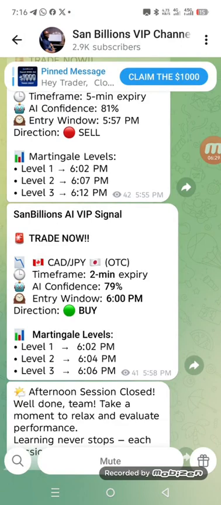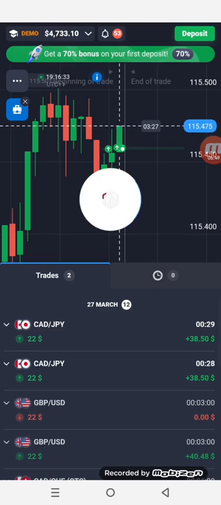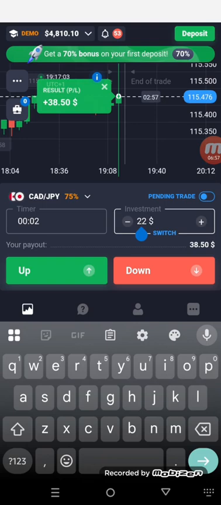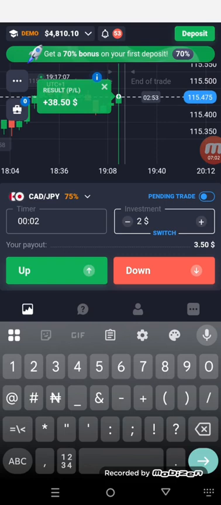At 6:02, you enter the trade. Remember, you entered the trade at 6 o'clock. So at 6:02, as that one is ending, you click buy again and enter the trade again. But this time you increase the money that you are using to trade. For example, let me show you. If you are using $22 to trade, when you want to enter the martingale, what you do is add to that $22 and change it to $30, or let's say I change it to $30.